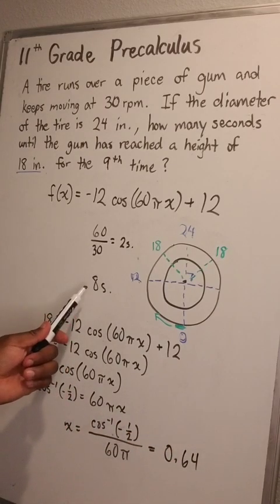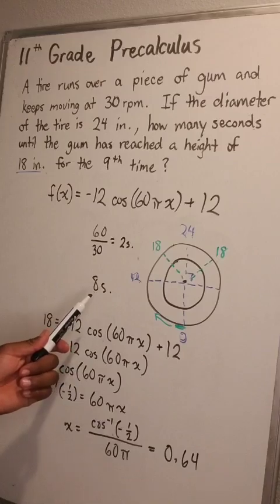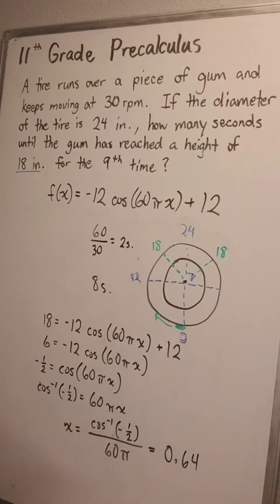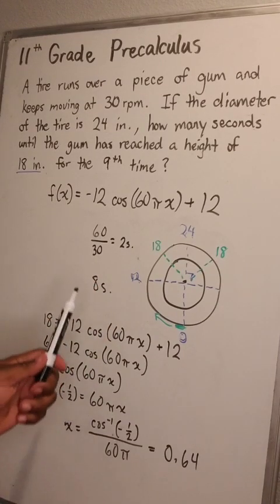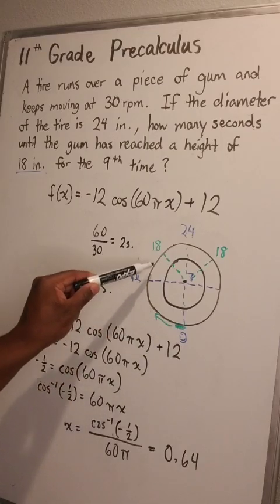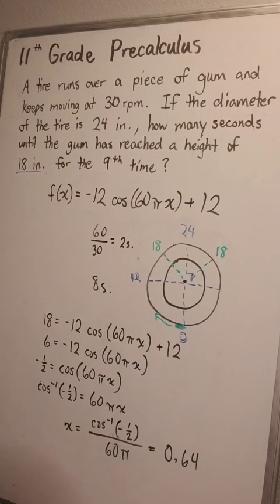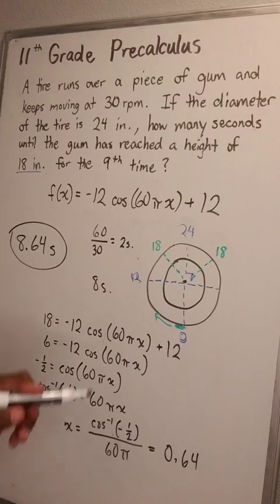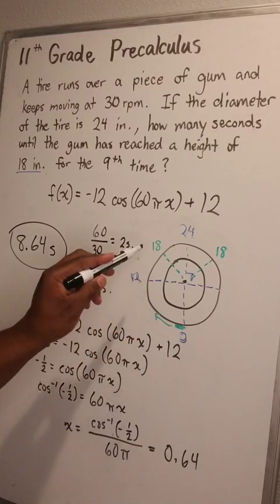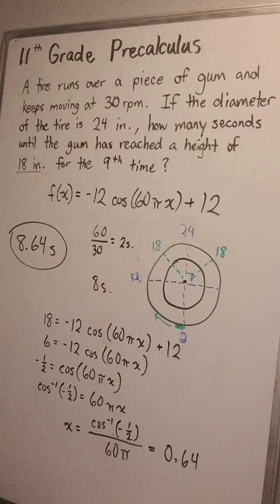So we're going to take the 8 seconds of the full revolutions, which hits 18 inches 8 times, plus that single ninth time of 0.64 seconds, and then our answer becomes 8.64 seconds. That is the amount of time it takes for the gum to reach 18 inches 9 times on the wheel, given that the wheel is 24 inches in diameter, going at 30 revolutions per minute.